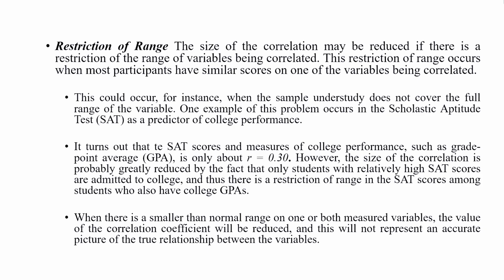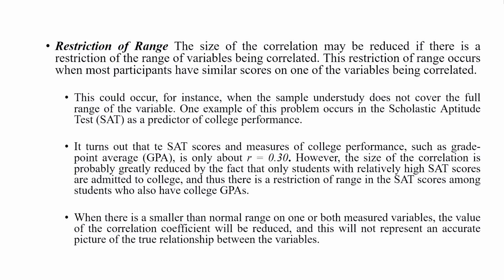Why is this coming out as a weaker correlation? Because probably the size of the correlation is basically reduced, because students only with very high SAT scores anyways get admitted to college. So when you are looking at SAT scores distribution and you are looking at GPA distribution, the SAT score distribution will be in a very limited range. Because this is in a very limited range, its ability to predict this one will not be as much.